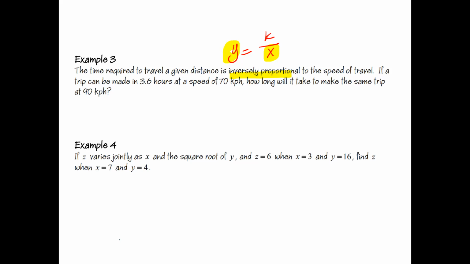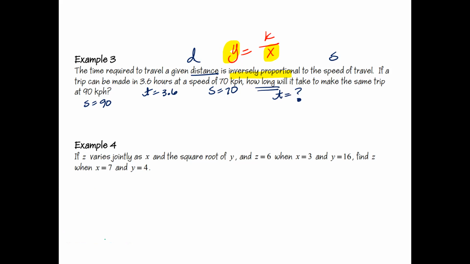So the total time required to travel a given distance, so distance is d, is inversely proportional to the speed, so S for speed of travel. If a trip can be made in 3.6 hours, so T equals 3.6 hours, at a speed of 70 kilometers per hour. So they must be in Europe because we don't use kilometers here, we use miles. How long would it take to make the same trip at 90? So the question here is how long. So my goal here is to figure out what T is.